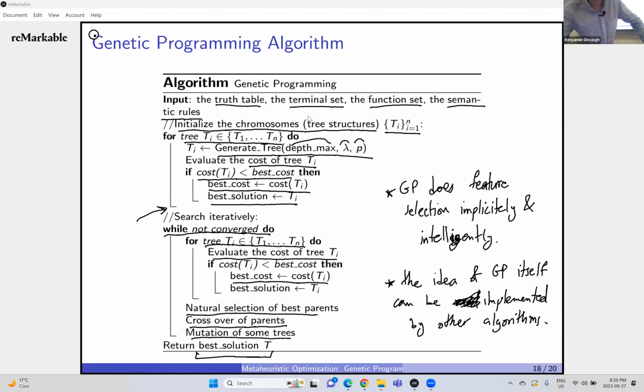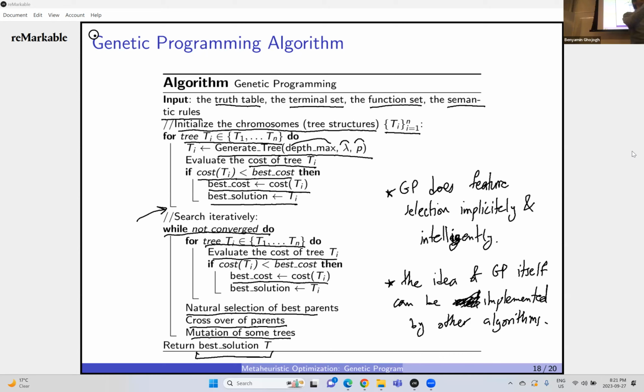Okay, let's continue. So we saw a very beautiful algorithm, which was genetic programming. Just two more things. Genetic programming, as we said several times, does feature selection implicitly and intelligently. In itself, it kind of does feature selection. By the way, what is feature selection? In machine learning pre-processing, we have feature engineering, which can be divided into feature selection and feature extraction. What is the difference between these two?